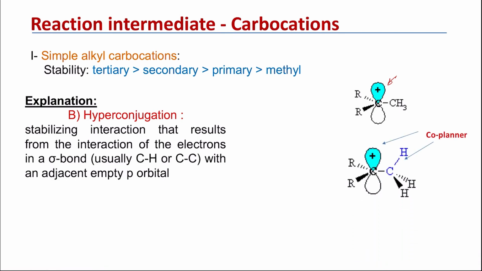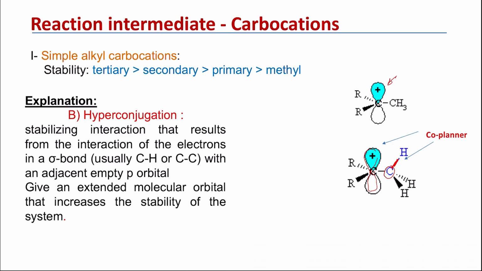Now when we have our carbocation, we have this methyl group next to it. The carbon-hydrogen sigma bond here is coplanar with the empty p orbital, and that allows for interaction between these two orbitals. This interaction gives an extended molecular orbital that increases the stability of the system. This is called hyperconjugation.